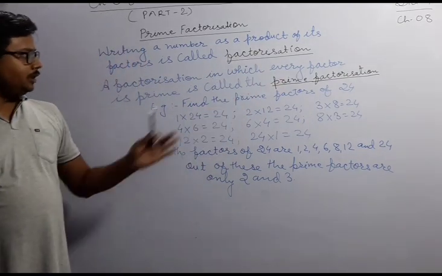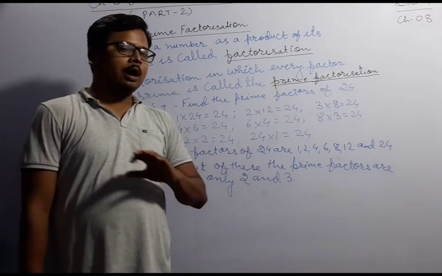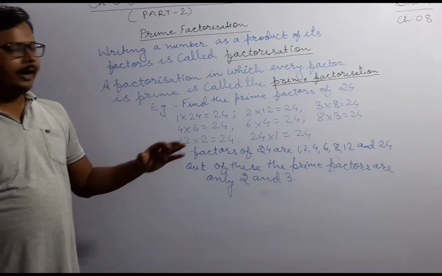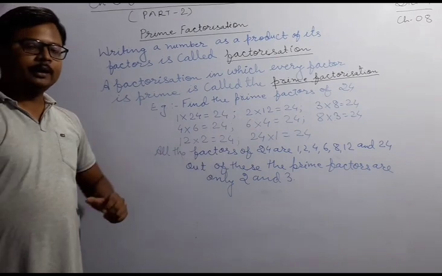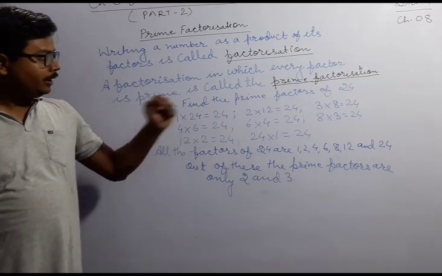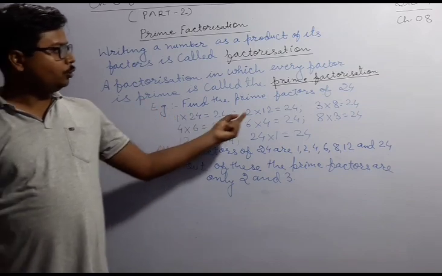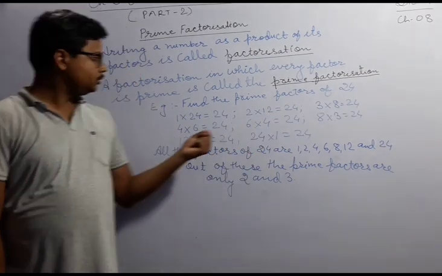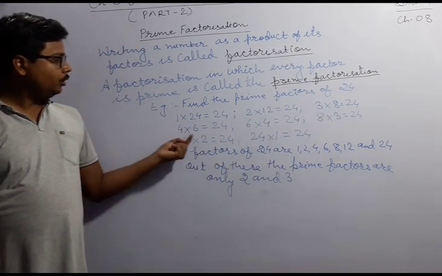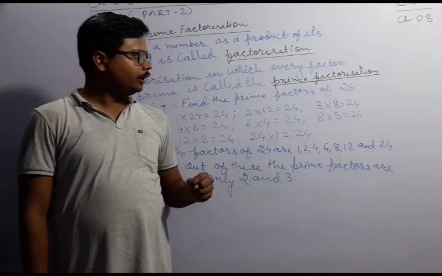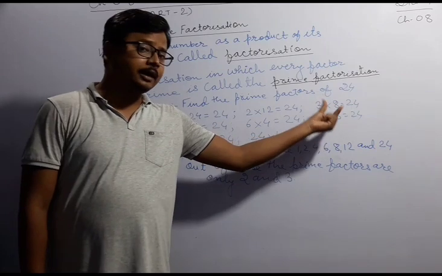Let us see one example. Find the prime factors of 24. So how to find the prime factors? Let us find all the factors of 24. As you can see, I have written all the factors of 24. That is 1 into 24 is 24, 2 into 12, 3 into 8, 4 into 6, 6 into 4, 8 into 3, 12 into 2, 24 into 1. When we multiply these two numbers, we are getting 24 as a product.